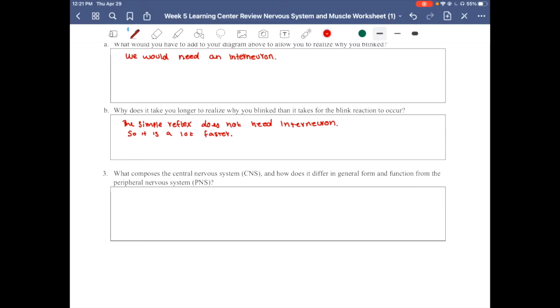All right, so next we're going to look at what composes the central nervous system versus the peripheral nervous system. So the central nervous system is going to be the integration and processing center. And then the peripheral nervous system is going to have sensory neurons. And this is essentially going to carry information to the central nervous system and carry information from the central nervous system, again, to our effector muscles or glands.